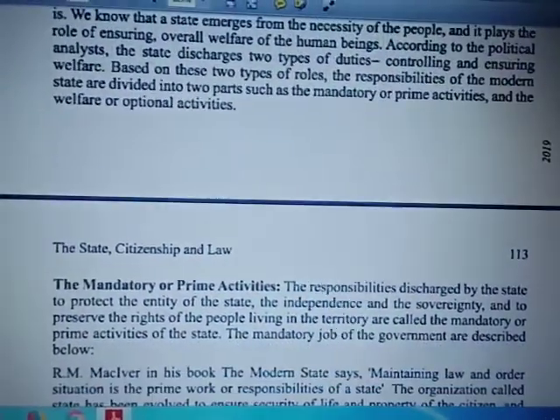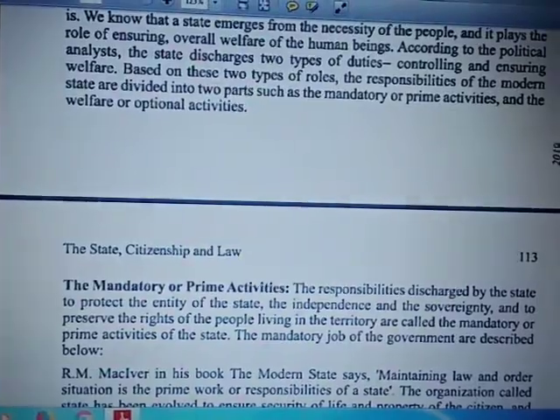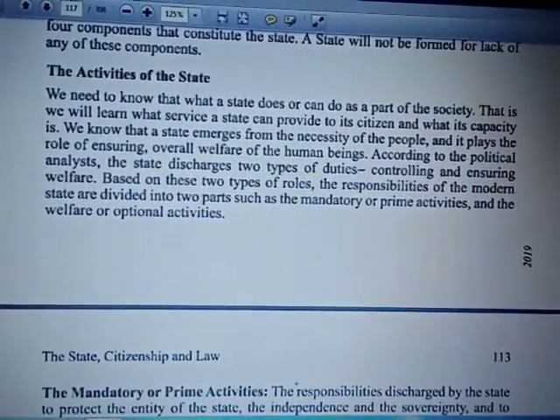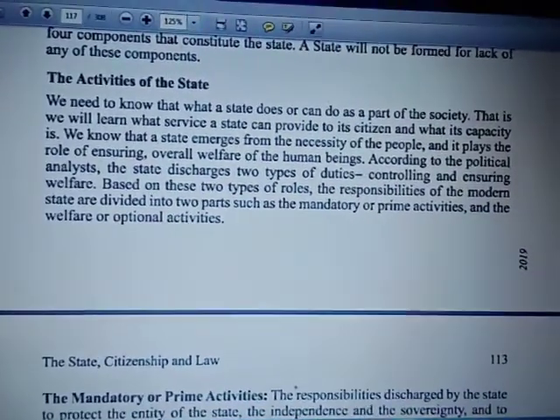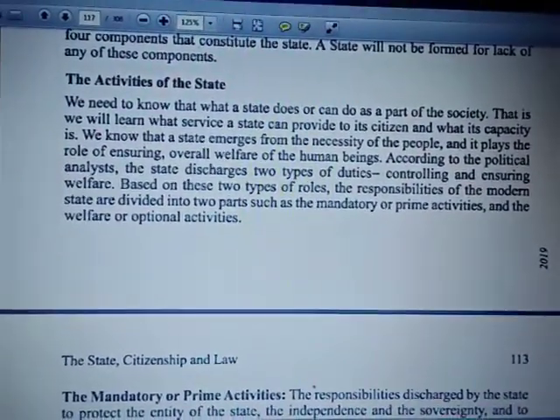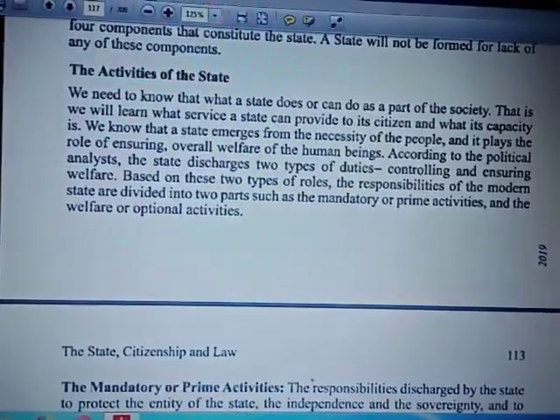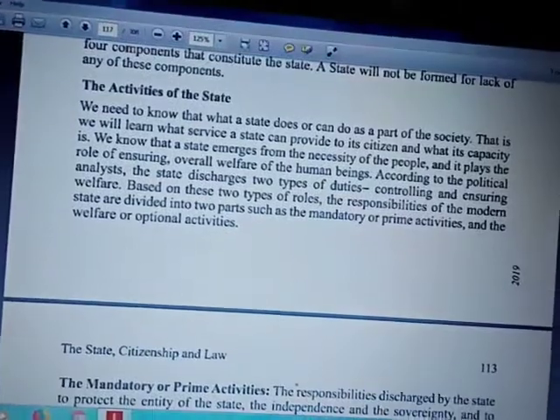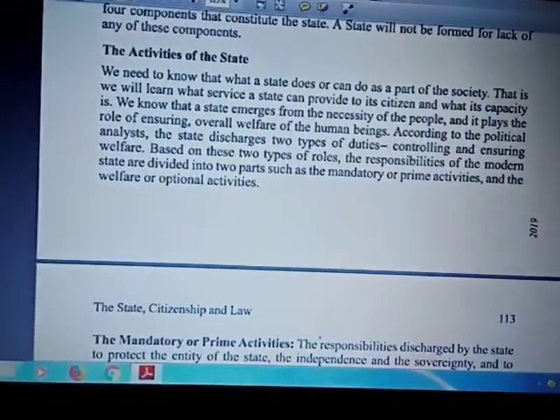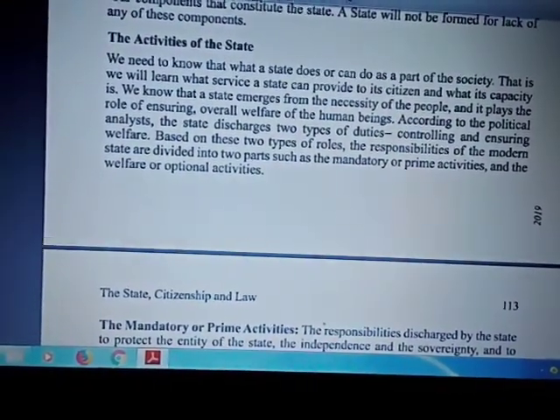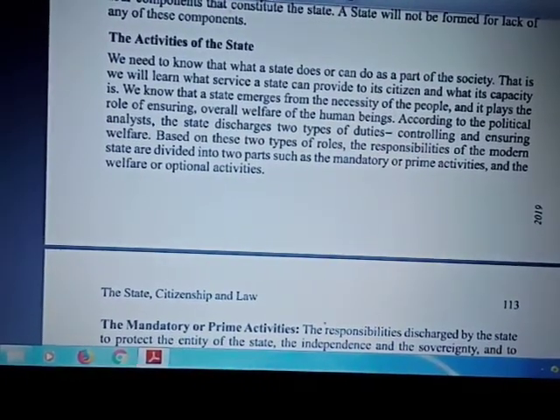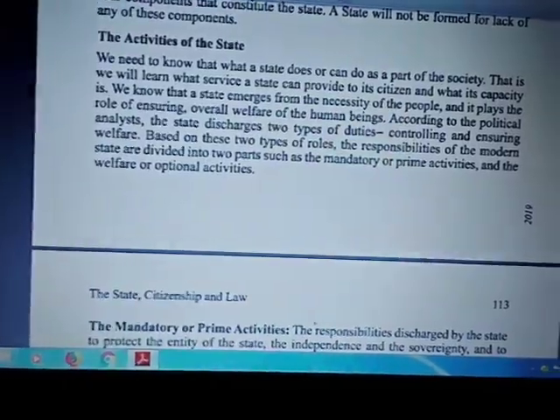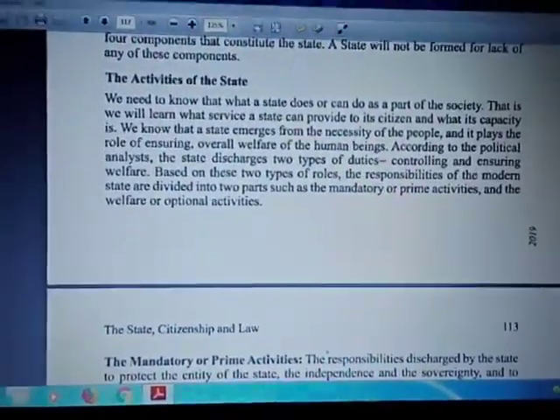Dear student class 9, today I'm going to discuss chapter 6, the activities of the state, citizenship and law. Now we discuss the activities of the state. We need to know what a state does or can do as a part of the society. That is, we will learn what service a state can provide to its citizens and what its capacity is.